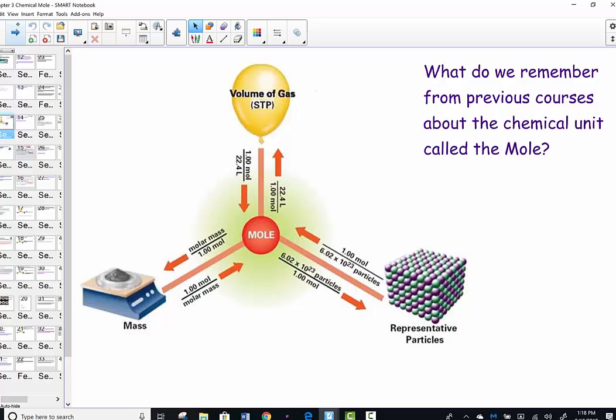What's 3.32 times 39.1? Carrying that 1 decimal, you'll get 129.8 grams of potassium. We use the molar mass to exchange from the unit mole.